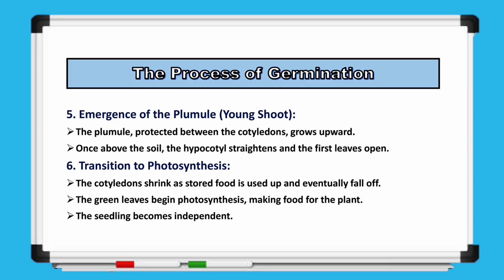The final stage is the transition to photosynthesis. As the stored food in the cotyledons is gradually used up, they shrink and eventually fall off. The green leaves begin photosynthesis and produce food for the plant, allowing the seedling to become independent.